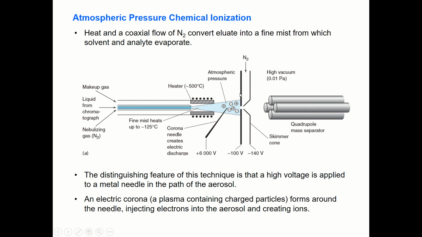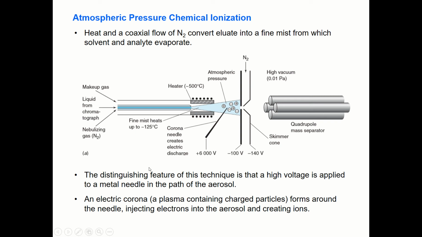But here this is the skimmer. Between the skimmer and this plate you apply this potential. Since the skimmer potential is more negative, only the positive ions pass through this hole and enter the quadrupole mass separator.